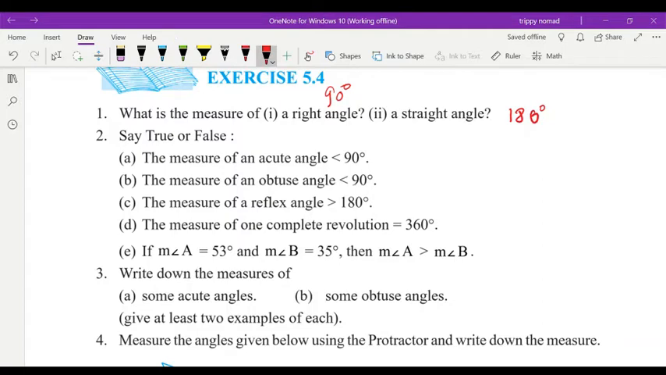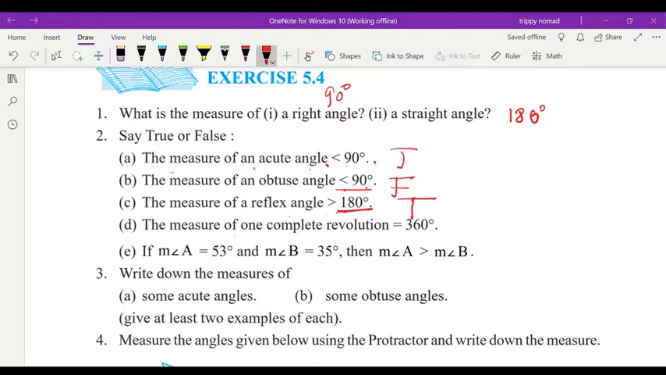Now, say true or false. The measure of an acute angle is less than 90. Yes, it is true. The measure of an obtuse angle is less than 90? What is it? More than 90. But this is written less than 90, so it will be false. The measure of a reflex angle is more than 180. So that is true. So this is also true.